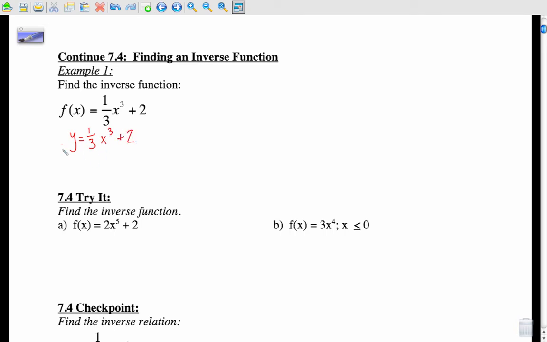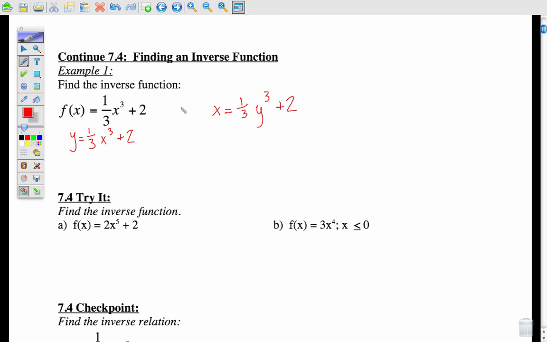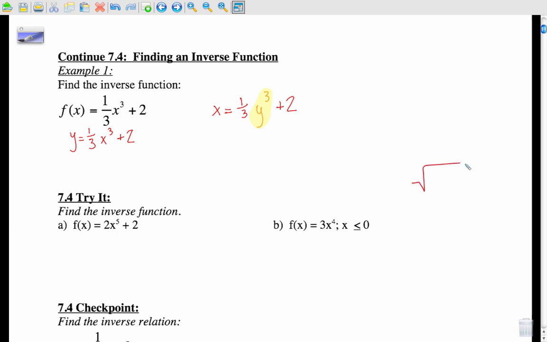And then we're going to flip these variables. So now it's x equals 1/3 y cubed plus 2. Resolving for y, we have to make sure that this y cubed is the last thing that we mess with. The very last thing we're going to do way down over here is the cube root. That's the last thing. So I have to take care of all of this other stuff first.